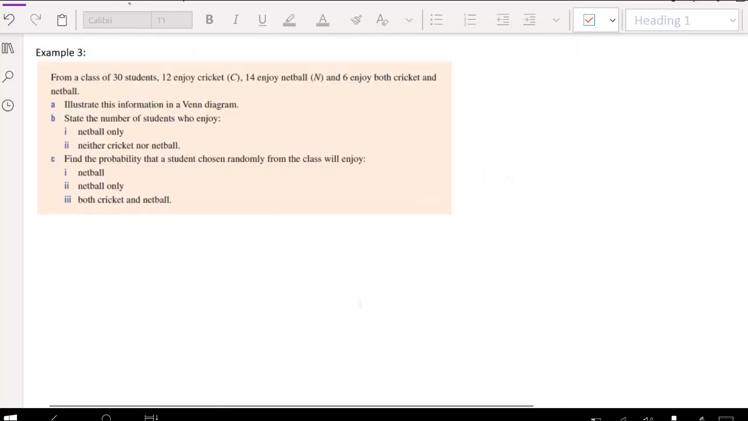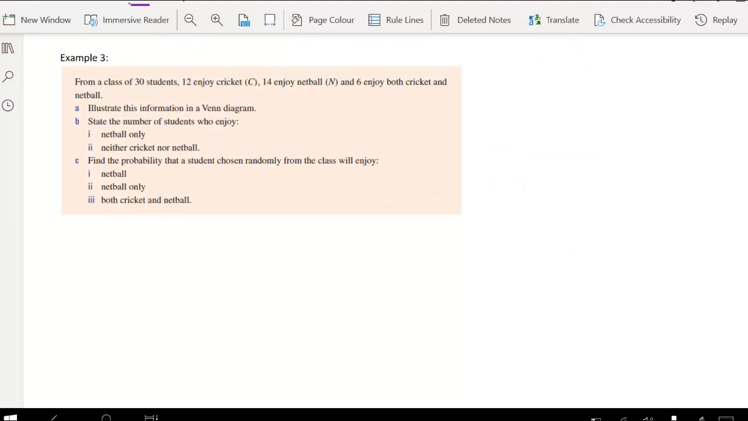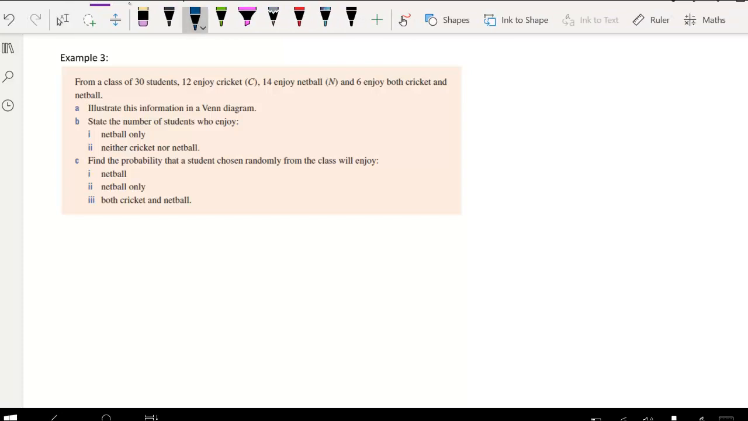Okay, so example 3. This example is pretty straightforward. We've got a class of 30 students. 12 enjoy cricket, and we're going to apply C there. 14 enjoy netball, and 6 enjoy both. So straight away, we can say that our universal set includes 30.